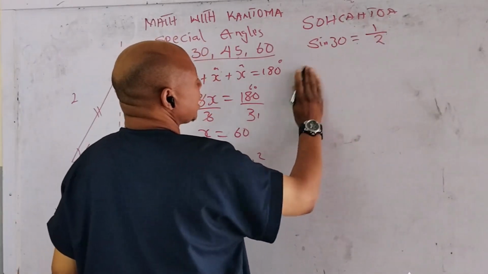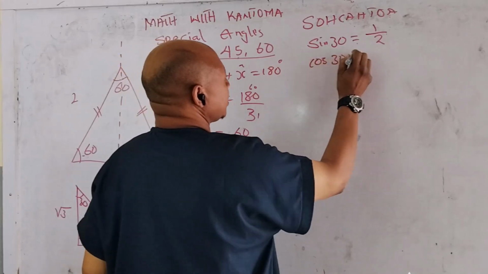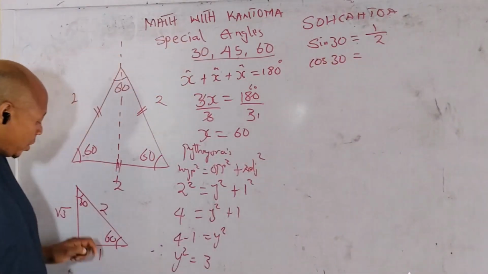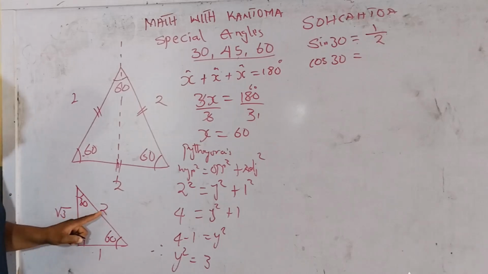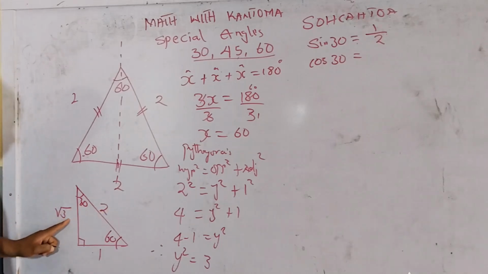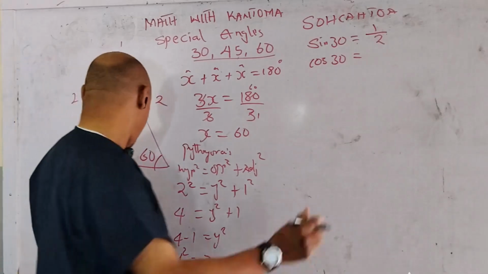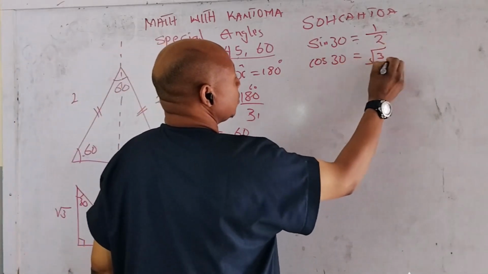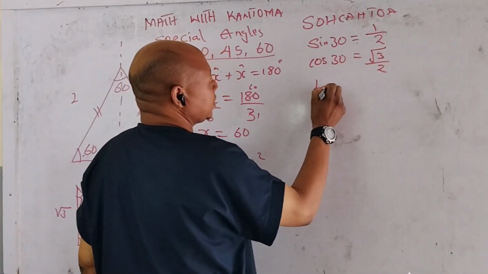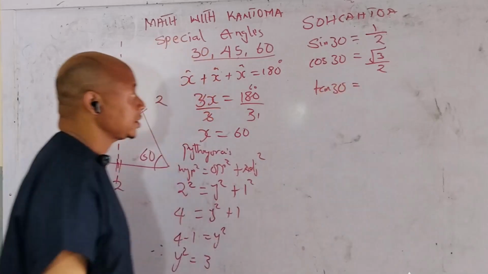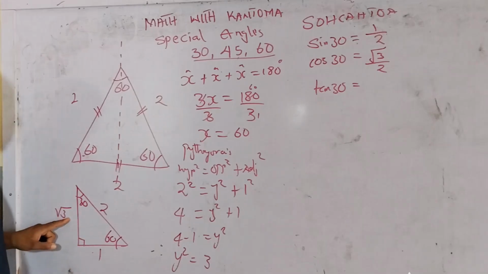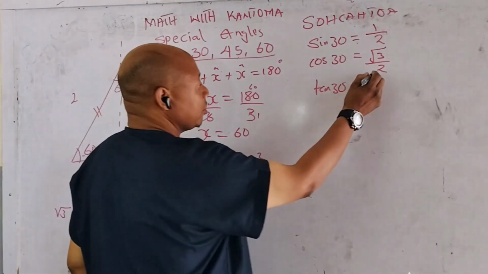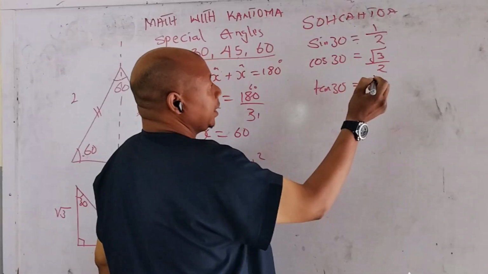Now cos 30. Cos 30 is the cos of this angle. By definition, it is adjacent over hypotenuse. Adjacent to 30 is root 3, hypotenuse is 2. So cos 30 is root 3 over 2. Then tan 30. Tan of this angle, by definition, is opposite over adjacent. Opposite is 1 and adjacent is root 3. So I have 1 over root 3.